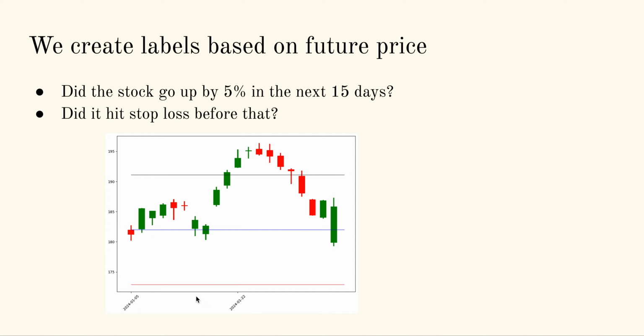If we hit the stop loss before that, we will term it a negative label. If we can hit the target, then we will term it a positive label. This is how we do the labeling, and I'll explain that again in more detail when we do the coding part of the exercise.